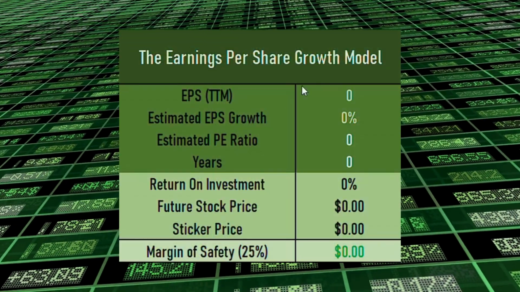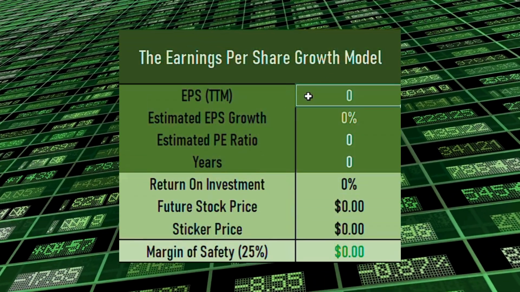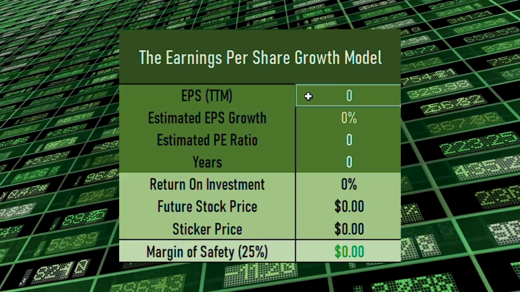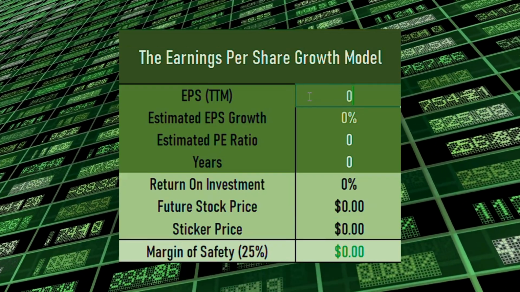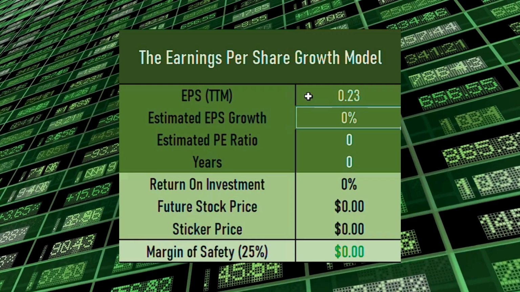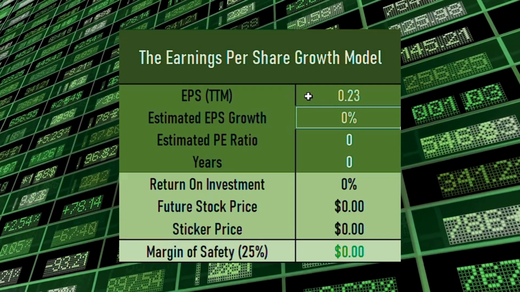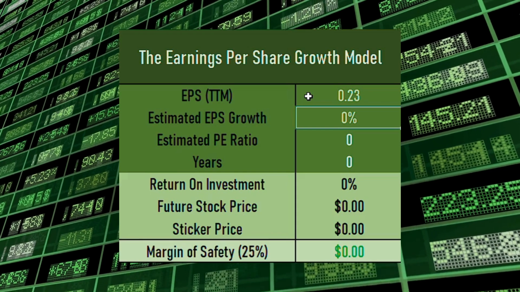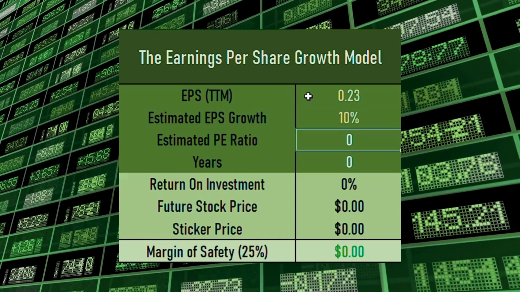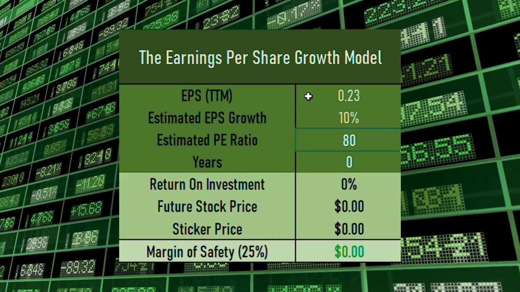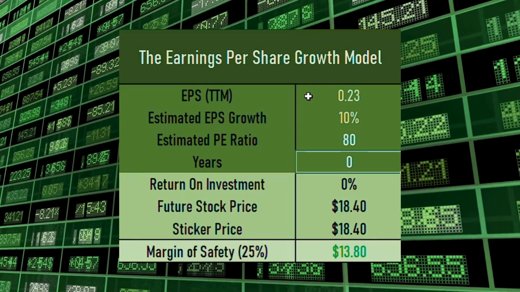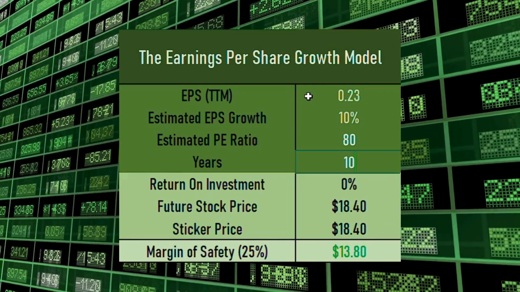Now I am going to show you how to create a valuation. I will use the current earnings per share of 23 cents. Now I use a combination of the past growth and future analyst predictions to create the estimated earnings per share growth. To create a valuation, I'm going to give Intel a generous 10% growth rate. Then, I am going to give Intel an expensive estimated PE ratio of 80. After that, I will project these numbers forward by 10 years.